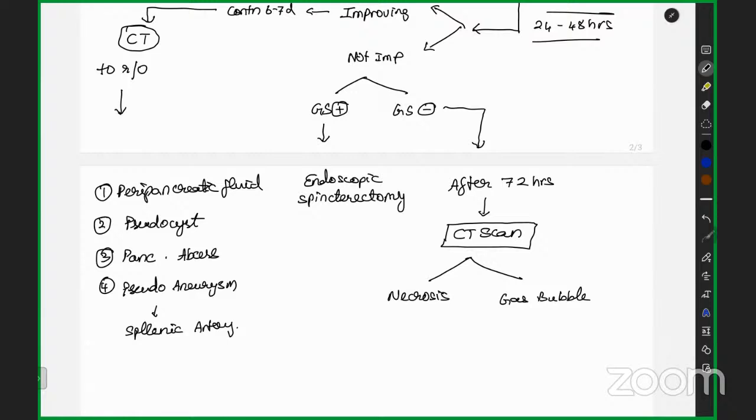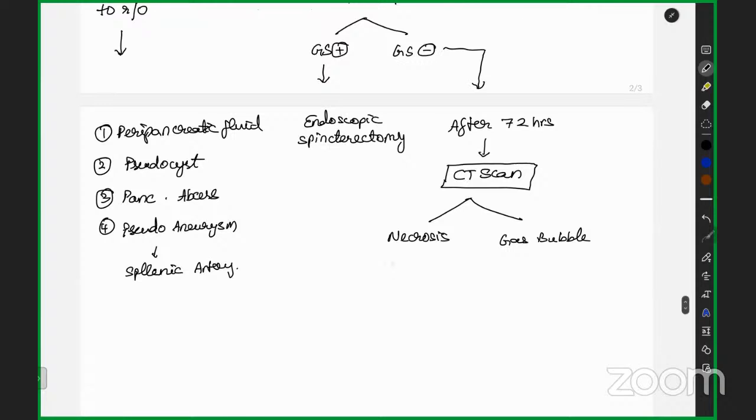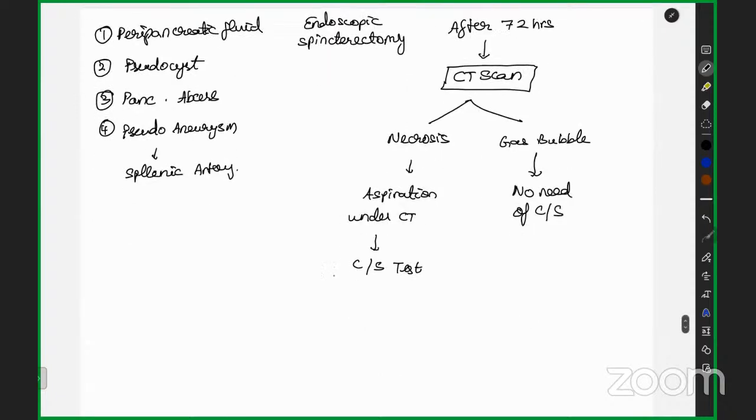So now, moving on to the CT scan, you will find either necrosis or a gas bubble. If it is necrosis, you're going to perform aspiration under CT scan. Then you're going to perform a culture and sensitivity test on the aspirated fluid. If it is a gas bubble, then there is no need for culture and sensitivity.